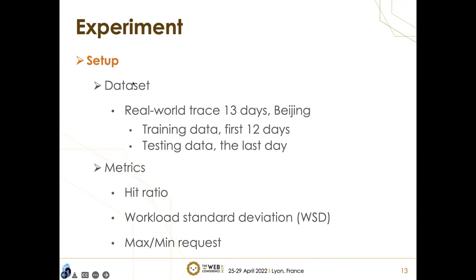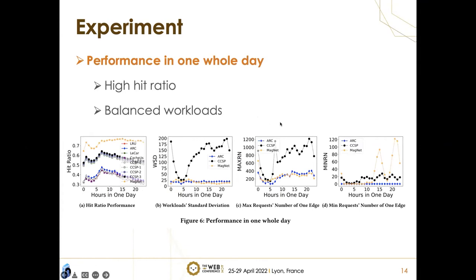To evaluate MagNet, we use a real-world data set. It includes 13 days of data in the Beijing area. We use the first 12 days of trace as training data and the last day as test data. The metrics we choose are hit ratio and workload standard deviation, WSD. WSD is used to evaluate the workload balance performance, and the maximum and minimum request number are also used to evaluate workload balance. We evaluate MagNet in three different cases, comparing with classical caching methods like LRU and ARC, machine learning based methods like NECOR or CacheUS, and some cooperative caching methods, CCSP.